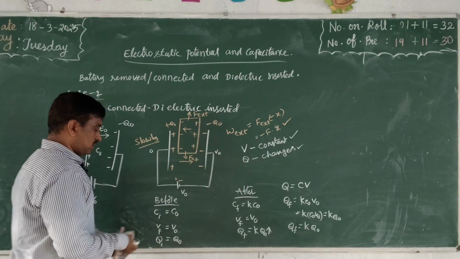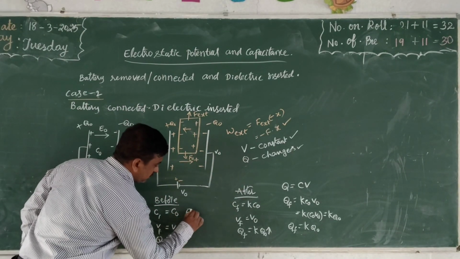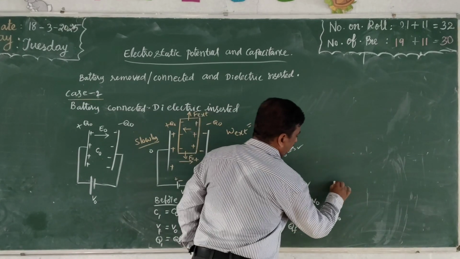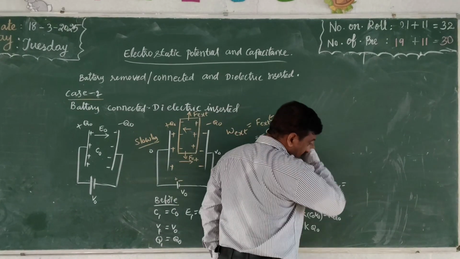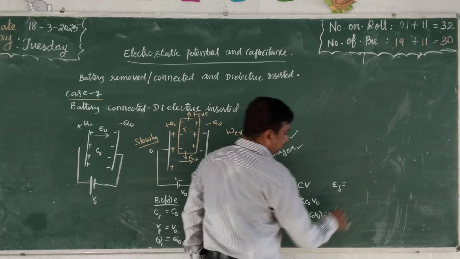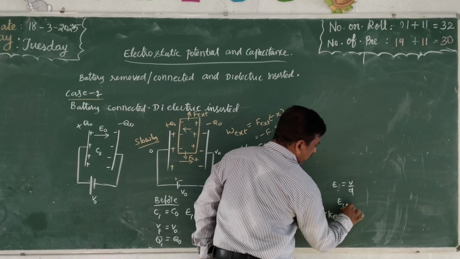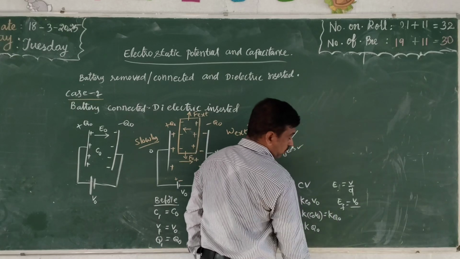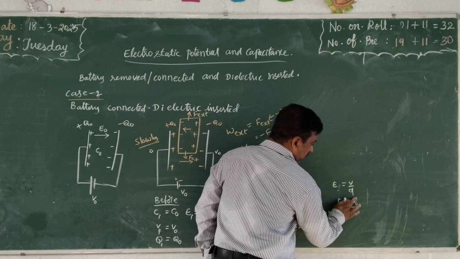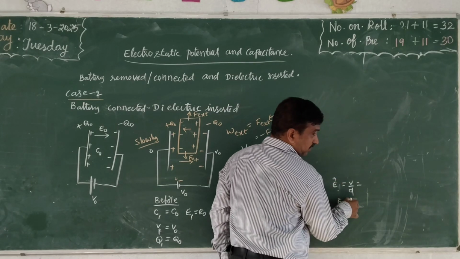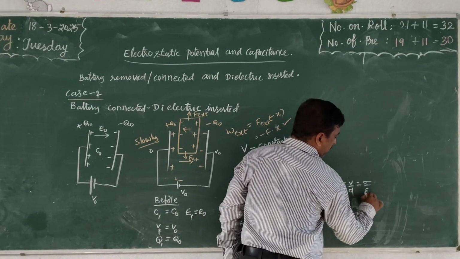When the charge increases K times, what about the electric field? The initial electric field is E naught. What is the final electric field? Electric field means V by d. So for the final electric field, the final potential is V naught. Or we can take another formula: electric field equals V by d, and the other is sigma by epsilon naught.